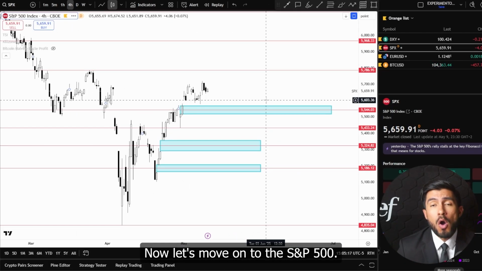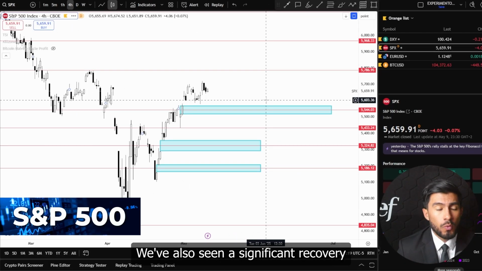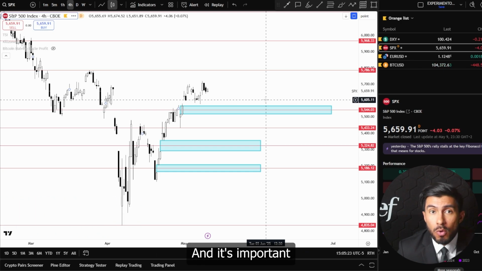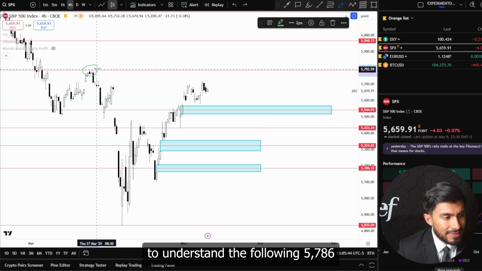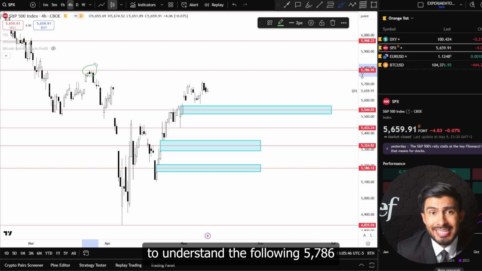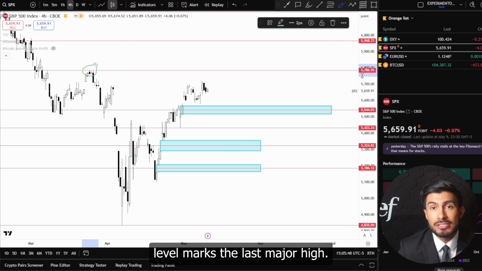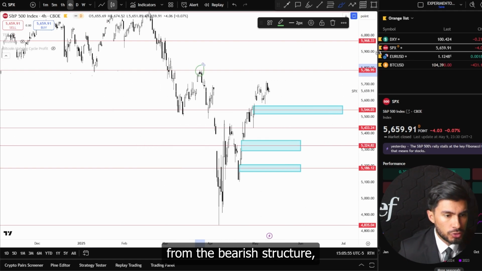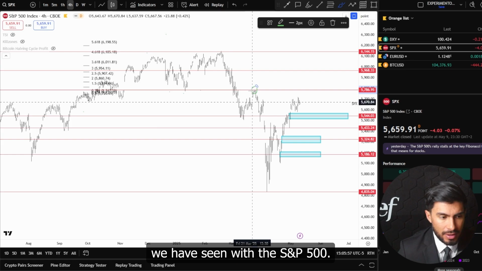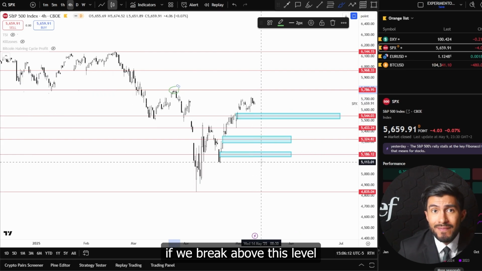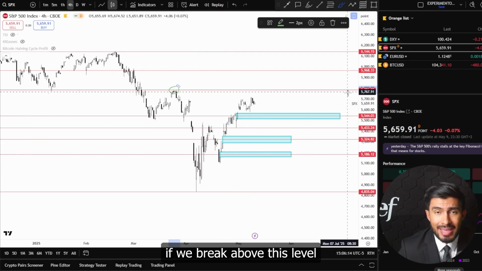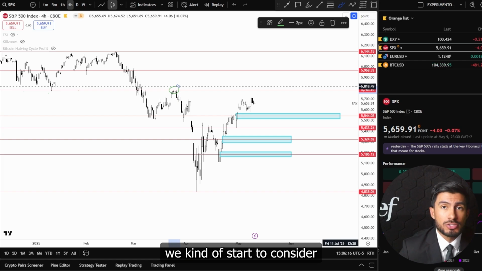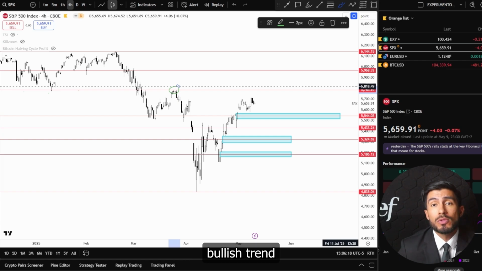Now let's move on to the SP 500. We've also seen a significant recovery in this asset, and it's important to understand the following. The 5,786 level marks the last major high, the key point that needs to be broken in order to confirm a shift from the bearish structure we have seen with the SP 500, as we can see here. Only if we break above this level that we are mentioning, we can start to consider a sustainable bullish trend.